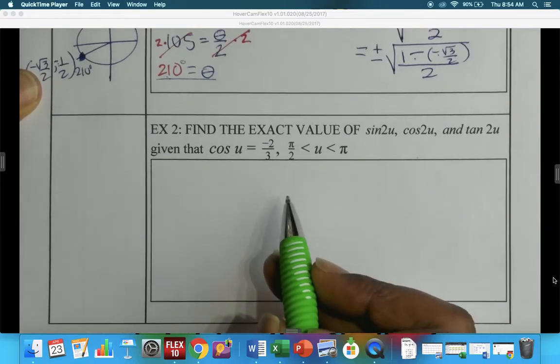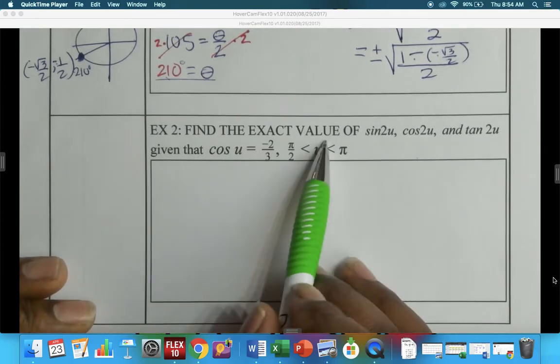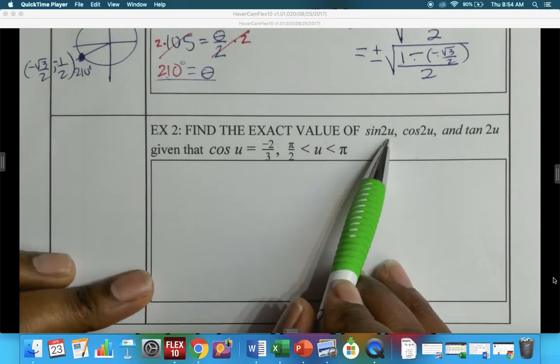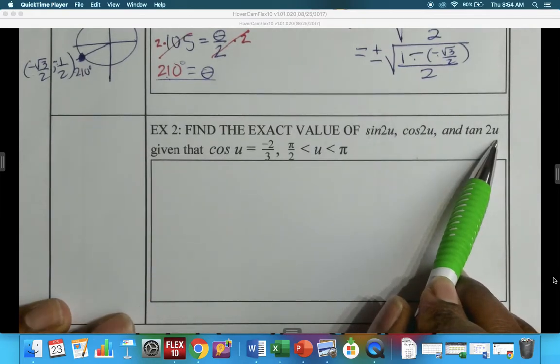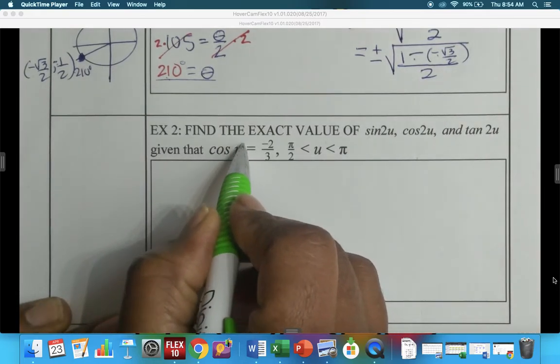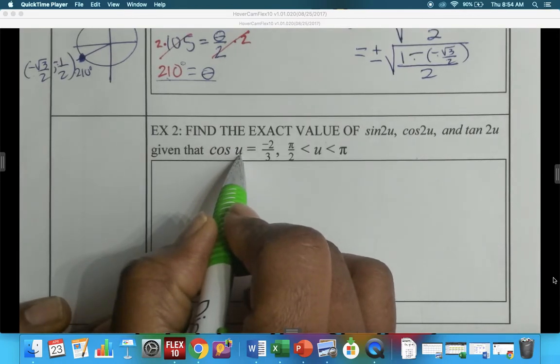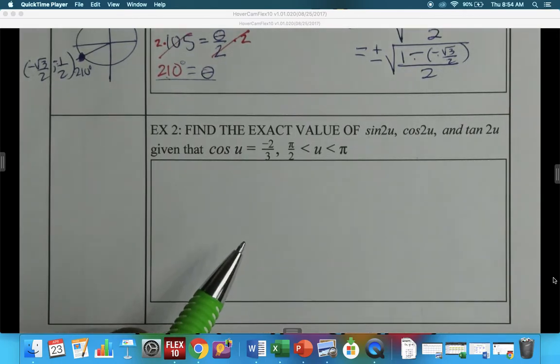All right, so for our next example, we're looking for the exact value of some double angles. So sine of 2u, cosine of 2u, tan of 2u. And we're given information about the regular angle, about cosine of u. Okay, so cosine of u equals negative 2 over 3.